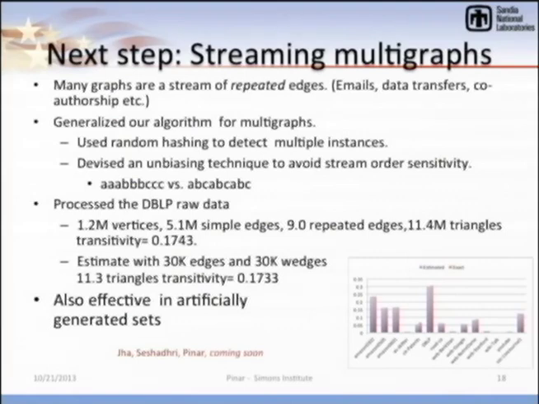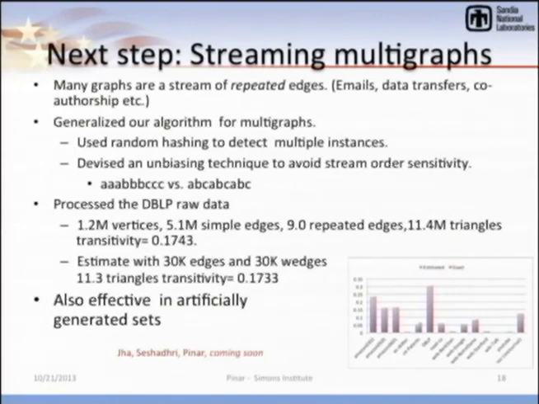So we extended the same idea for these multi-graphs, and the trick is using randomized hashing. Instead of flipping a random coin for each edge, I feed it to a randomized hash function. Once I set the seed for the hash function, each edge, no matter when I see it, will get mapped to the same hash value. And if I pick the first instance of one edge, I'll pick the last instance as well. So it doesn't make a difference. That's good for detecting multiple edges.